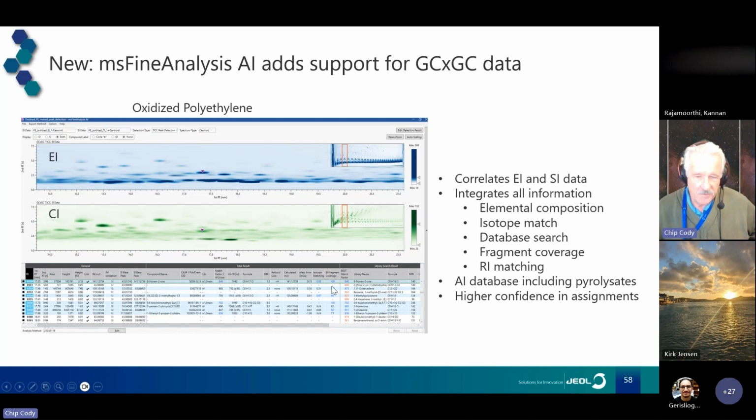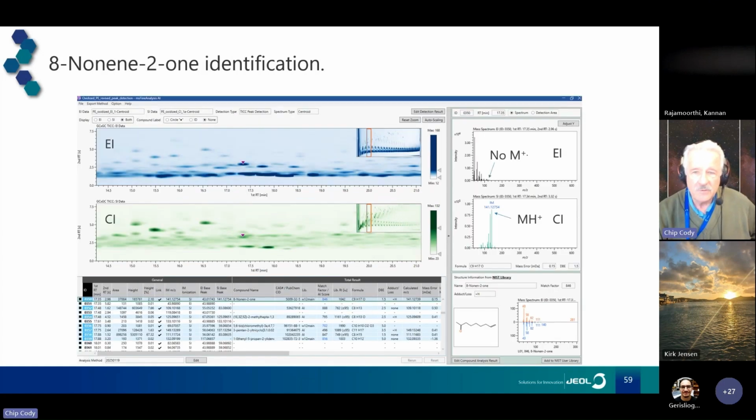On the bottom, we see the tabular results. The peaks that are highlighted in pale blue are those that have high confidence in the assignment because we have a consistent set of data for EI, soft ionization, retention index matching, accurate mass, and a database search with a high score. You can pull the data over for each compound as you click on each line, and you can see, of course, we don't really have a significant molecular ion in the EI data, but we do have a protonated molecule in the CI data. And the NIST database match is very good.